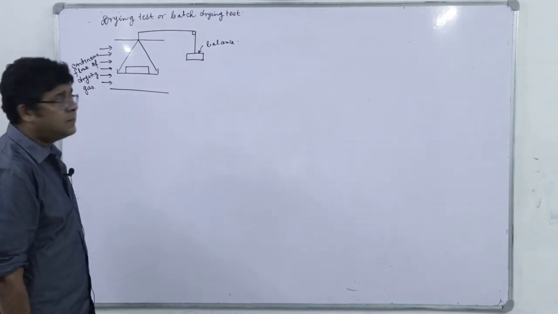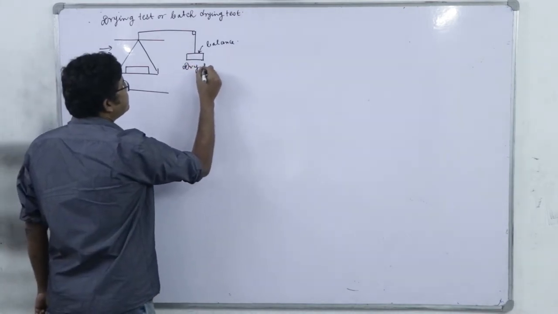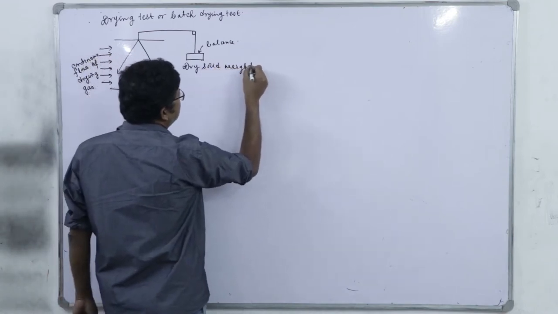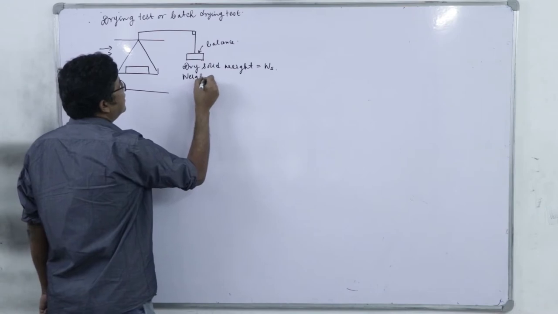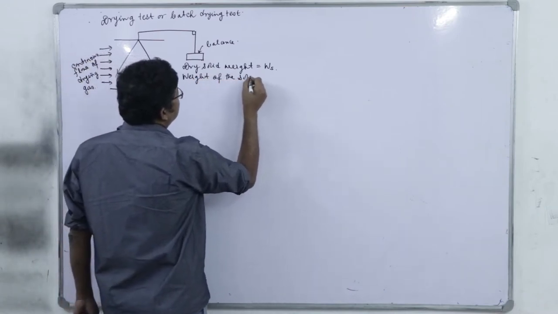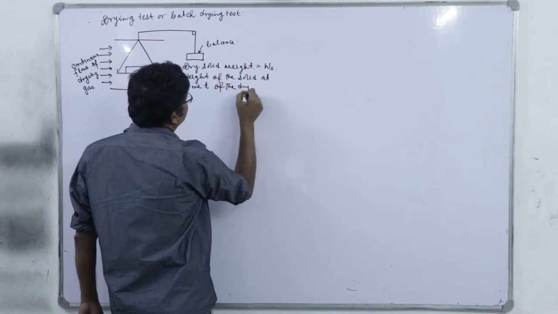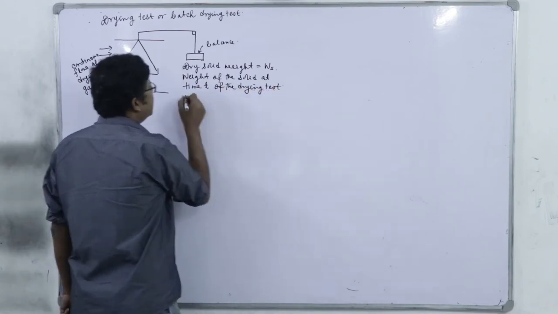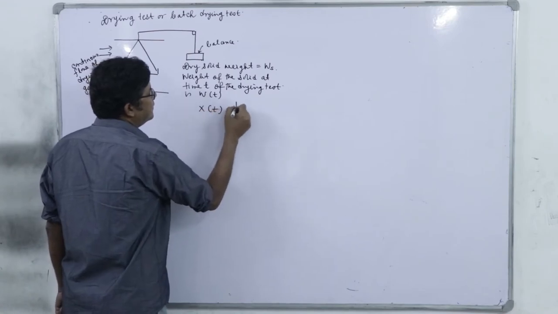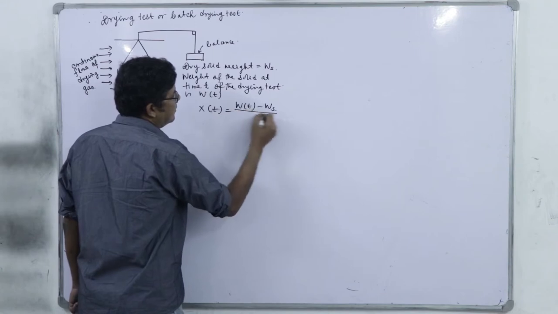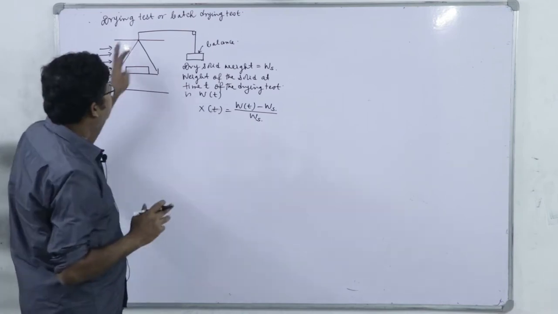And if I know the dry solid weight, we can calculate the capital X. Say the dry solid weight is WS and the weight of the solid at time t of the drying test is WT. So, X at time t is obviously WT minus WS, that is the weight of the moisture, divided by WS. So, we will get X as a function of t from this type of drying test.